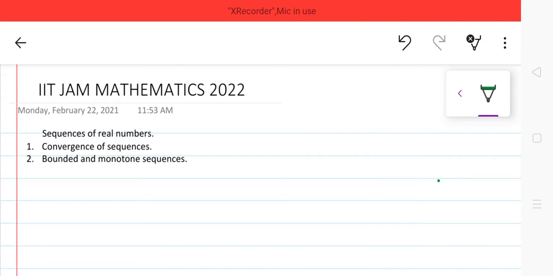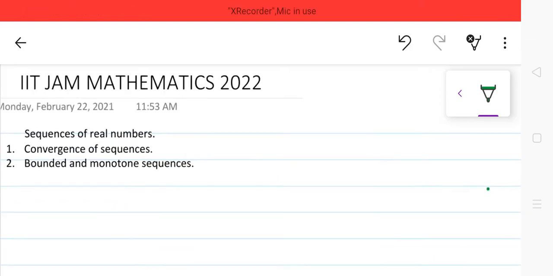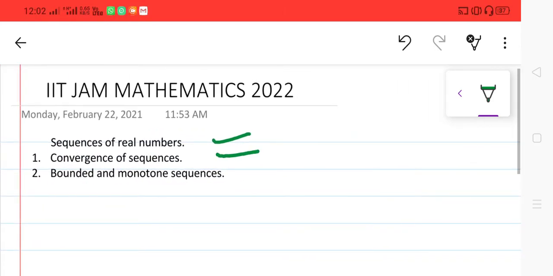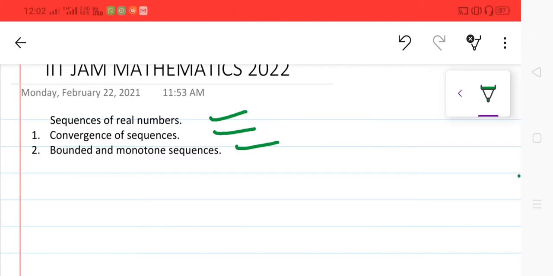Because the real analysis part is the most important part in any exam, I will be starting with the concept of sequences. The syllabus consists of sequences, convergence, and so many things about real sequences. So let's start with the sequences. We will cover these topics first, then we proceed as soon as it is over.